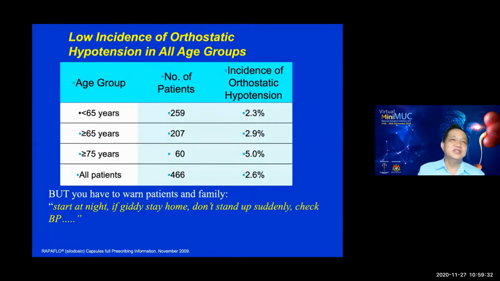Okay, now the most important thing. All these alpha blockers, no matter how uroselective, can cause hypotension. It's about 2%. The older you are, the higher. So you have to warn. You must tell every patient. And I tell you from experience.